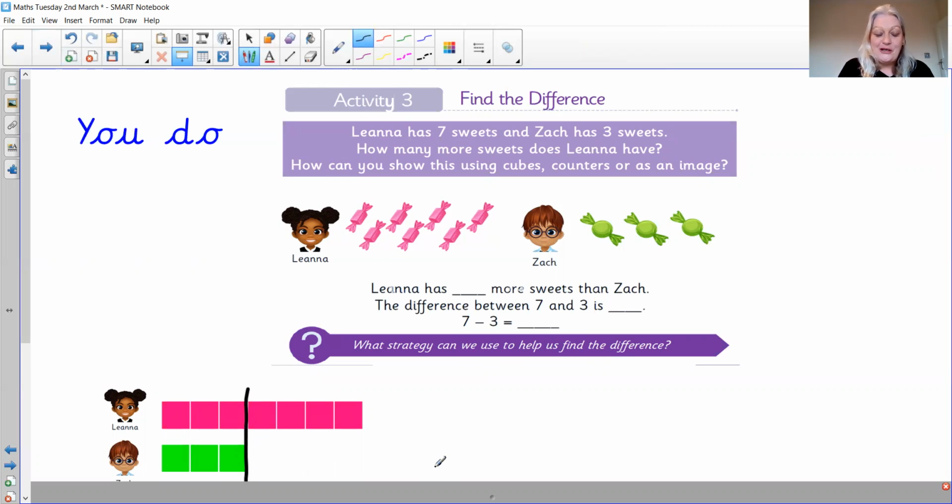How many more has she got? That's right, 1, 2, 3, 4. She has 4 more sweets. So the difference between Leanna's pink sweets and Zach's 3 green sweets is 4. So in a number calculation, 7 take away 3 is 4.